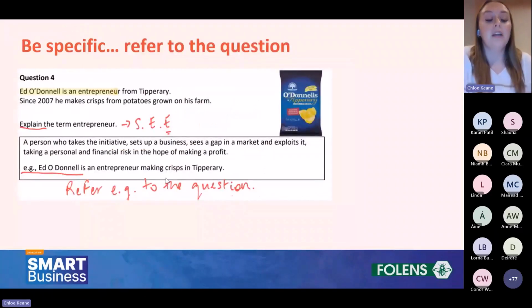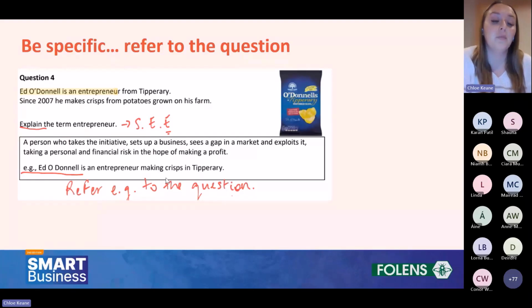Okay, this is an example of how they can refer specifically to the example given in the question. Like I'm always saying, when it's "explain", so in this one it's "explain the term entrepreneur", and I always say to them, state, explain, example is the best method for all the questions. So the example there is literally given to you.